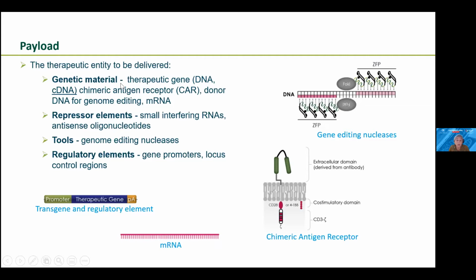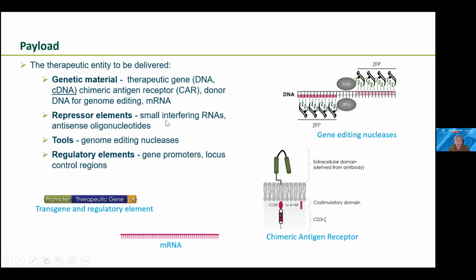And most often when we're doing gene addition or augmentation, it would be something like a therapeutic gene, perhaps a cDNA, or perhaps a gene or part of a gene such as beta globin. It could be a chimeric antigen receptor. It could also be donor DNA for genome editing. So this is also something to be considered, or an mRNA.